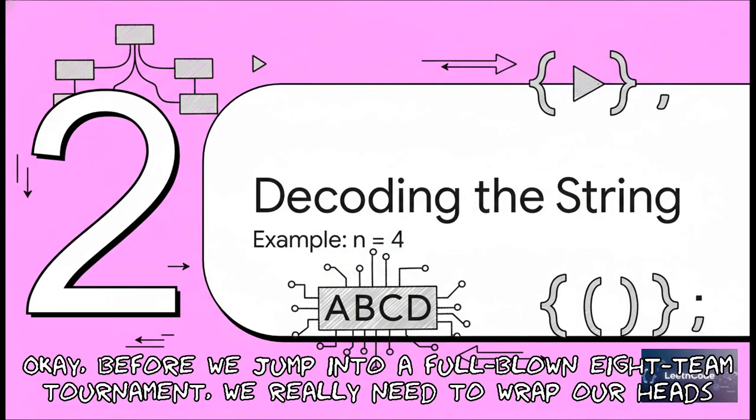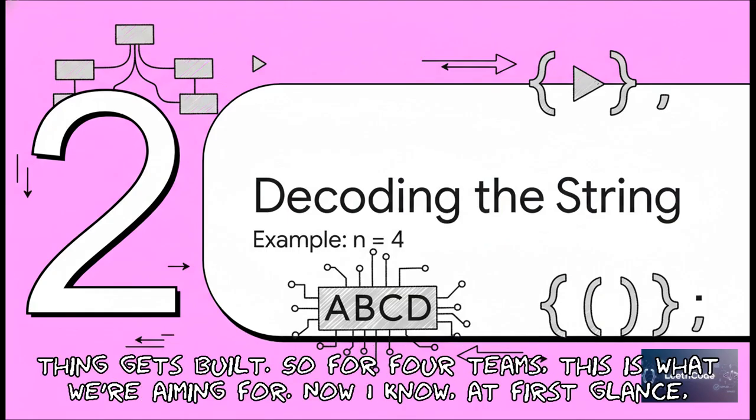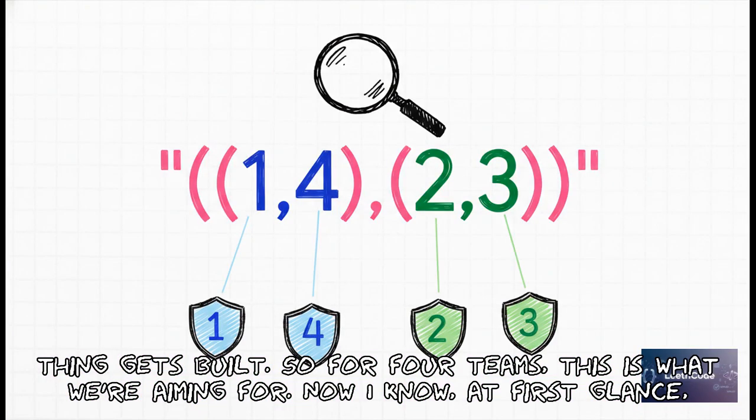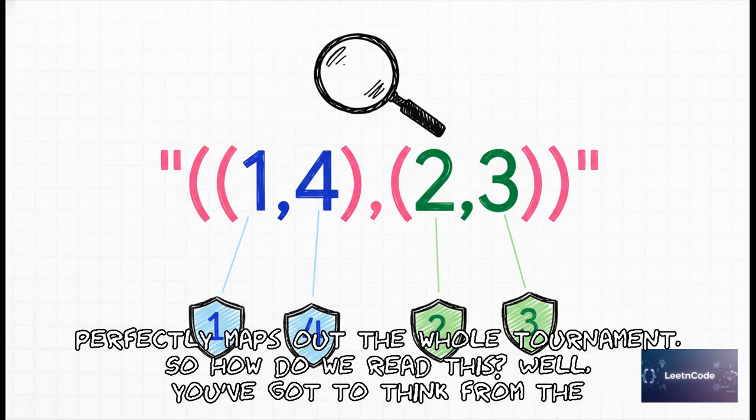Before we jump into a full-blown 8-team tournament, we really need to wrap our heads around this weird string format. So let's start small with just 4 teams and see exactly how this thing gets built. For 4 teams, this is what we're aiming for. Now, I know, at first glance, it just looks like a bunch of parentheses. But trust me, there's a really clear logic here that perfectly maps out the whole tournament.